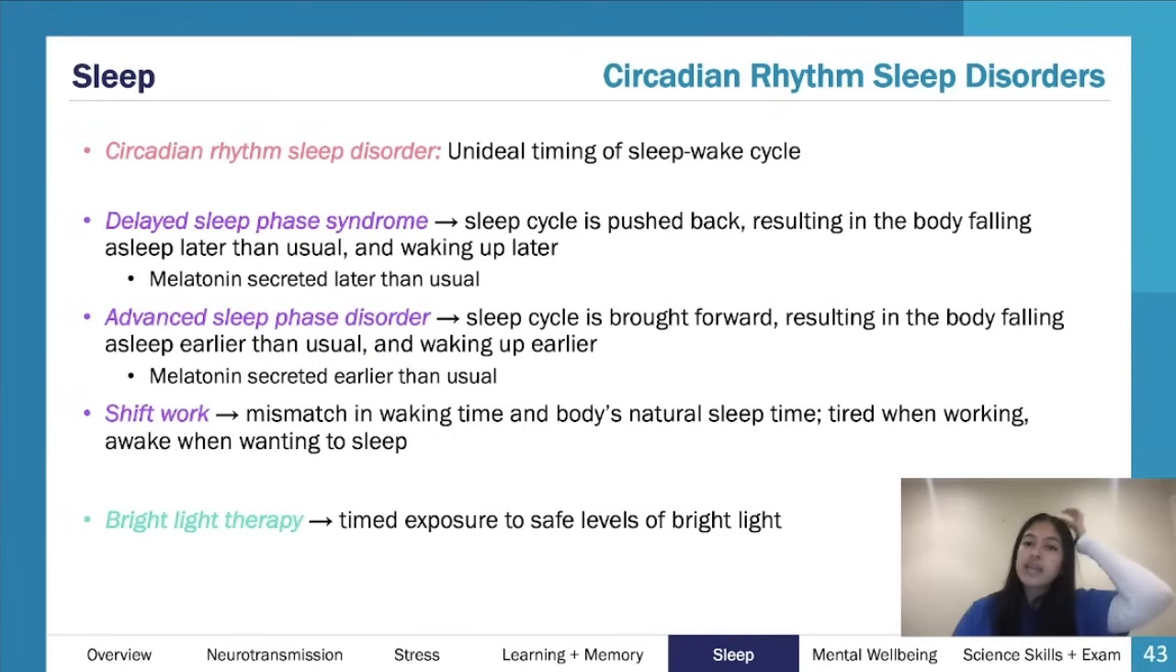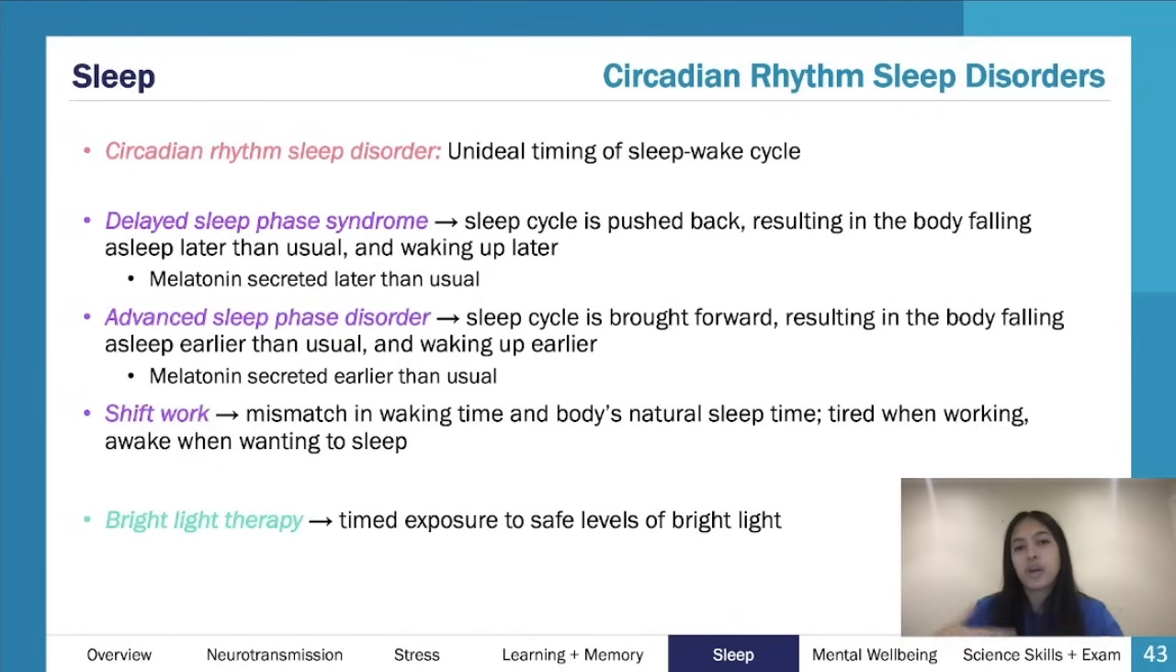Okay, so looking at your circadian rhythm sleep disorders, exactly what it sounds like. Your circadian rhythm is out of whack. There's a bit of a mismatch between when you should be sleeping and when you are. So it's either delayed or advanced. Again, it's in the name. Delayed, we're pushing back the time that we sleep. We're sleeping later and waking up later. Advanced, we're bringing it forward. We're falling asleep earlier and waking up earlier as well. So basically you can think about your melatonin being secreted at a later or an earlier time.